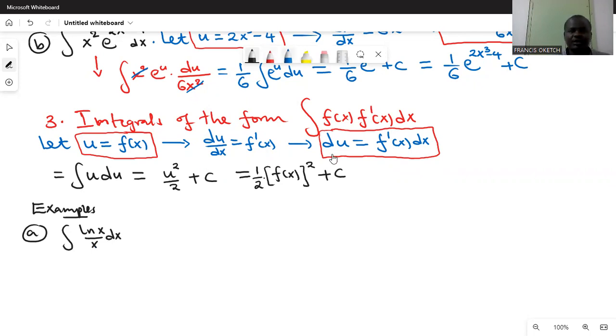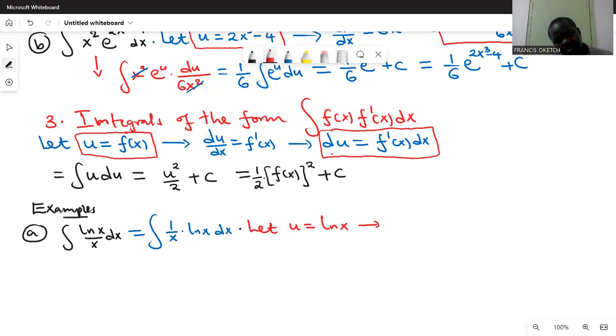So how do you go about this? This is what you do. You see, ln x over x can be written as 1 over x times ln x dx. So which one do you think is the derivative of the other? One of them is f of x, another one is f prime of x. You realize that when you differentiate ln x, you get 1 over x. So straight away, our u will be ln x. So you start by saying let u be equal to ln x.